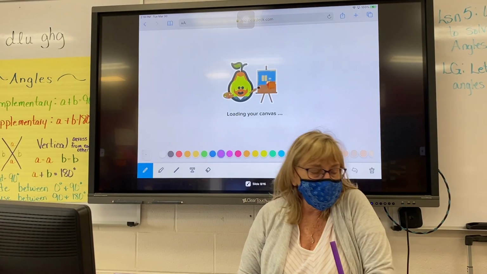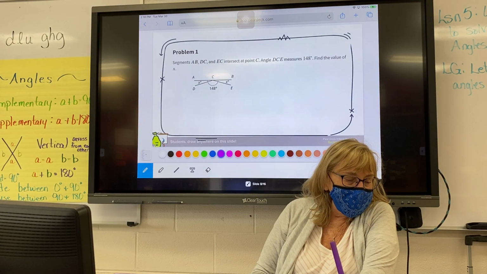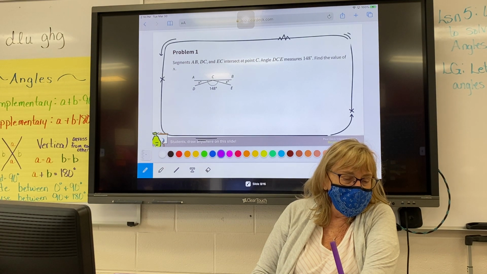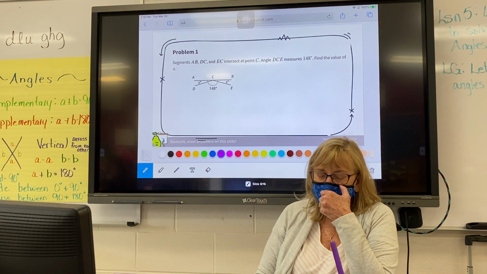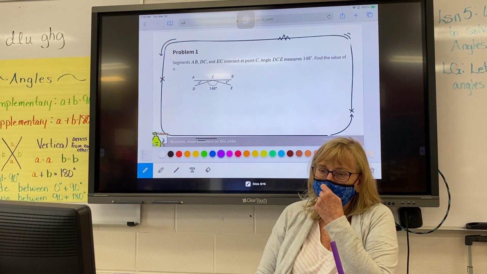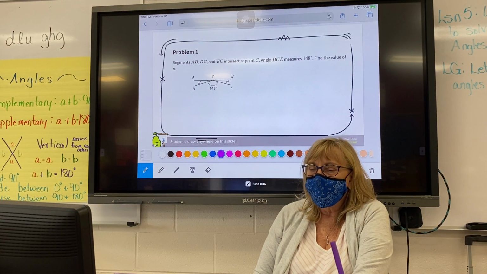Here we go with the practice problems then. Segments AB, DC, and EC intersect at point C. Angle DCE measures 148 degrees. Find the value of X. Okay, first off I want you to write me an equation. Don't solve it yet, write an equation.